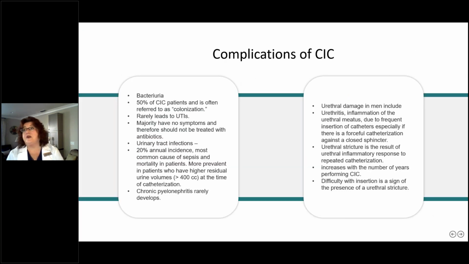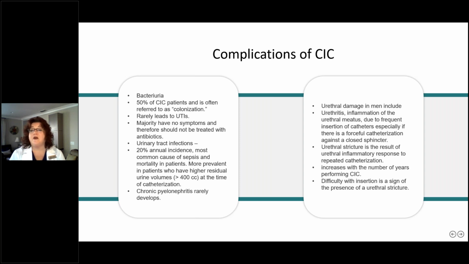And again, we'll go through the complications here. Bacteriuria: 50% are often colonized, and it rarely leads to UTIs. The majority have no symptoms, and therefore they should not be treated with antibiotics. There is a 20% annual incidence, and the most common cause of sepsis is urinary tract infections. It's more prevalent in patients that have a higher residual urine volume, over 400 at the time that they catheterize. And chronic pyelonephritis rarely develops in these people.